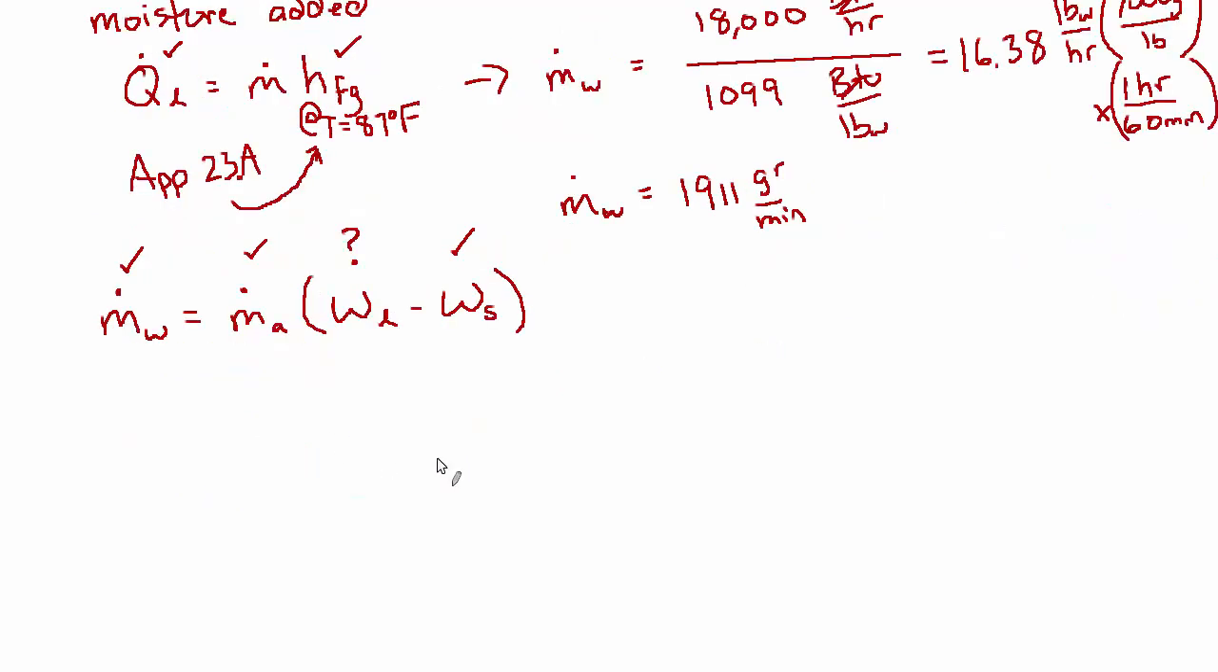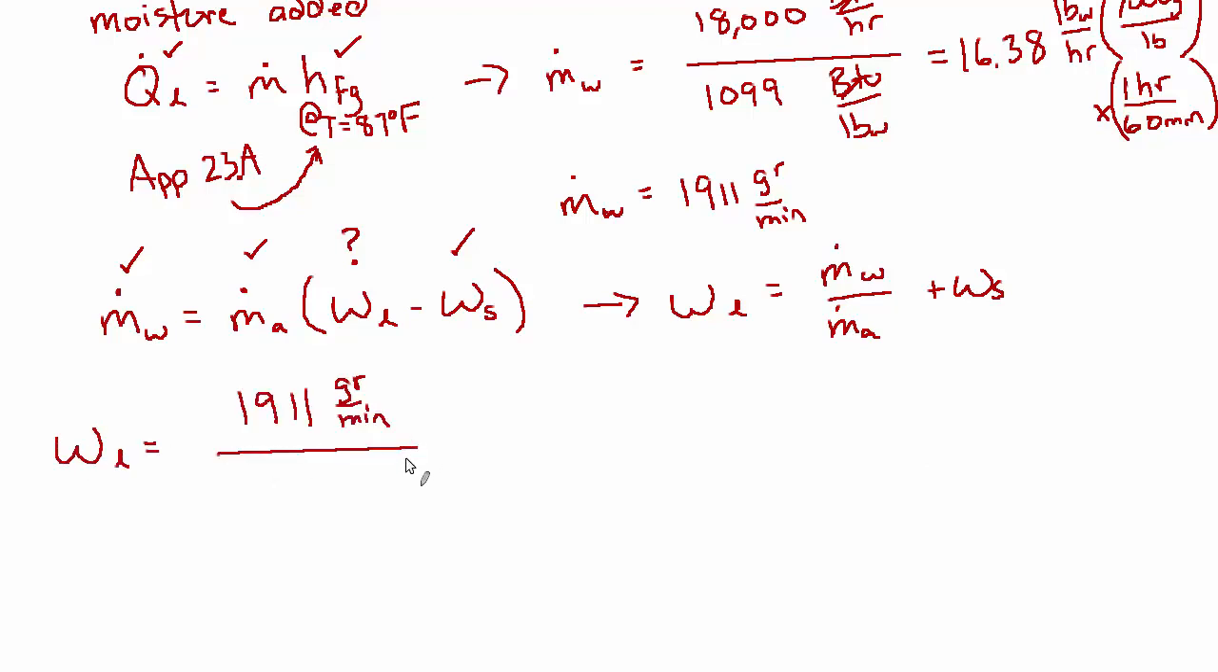Let's rearrange algebraically first. Humidity ratio of the leaving air, we have to divide by mass flow rate of air on both sides and then add over the humidity ratio of the supply air. So this is m dot water divided by m dot air plus humidity ratio of supply. And now I'll make the substitutions below. 1911 grains per minute, that's our numerator. And the denominator is the mass flow rate of air.